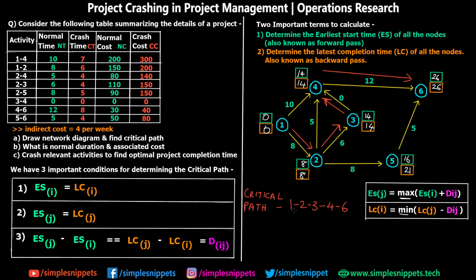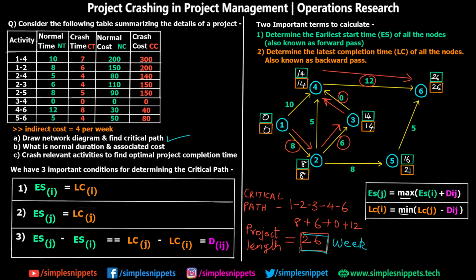So this is the critical path, and the time taken to complete this entire critical path is the total of the weeks involved in those activities. So it is going to be 8 plus 6 plus 0 plus 12. So it is ultimately going to be 26. So that is basically the project length. Okay, so we just completed the first part of the numerical, that is draw network diagram and find critical path. But we also have found out the normal duration, that is going to be 26 weeks.